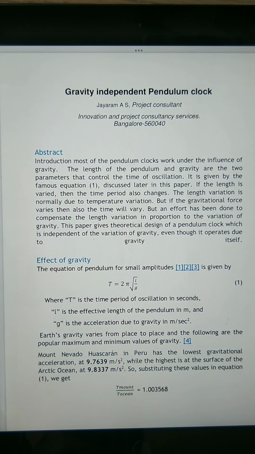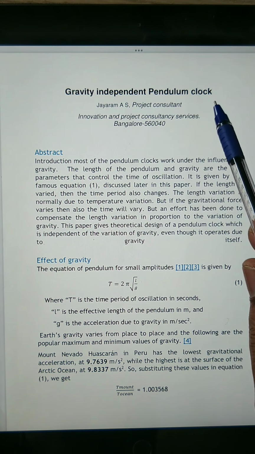So, in my small effort, I have explained in this video, and also in the draft paper which I have uploaded, in detail how it works and how to construct it. Now I am going to explain the gravity independent pendulum clock.